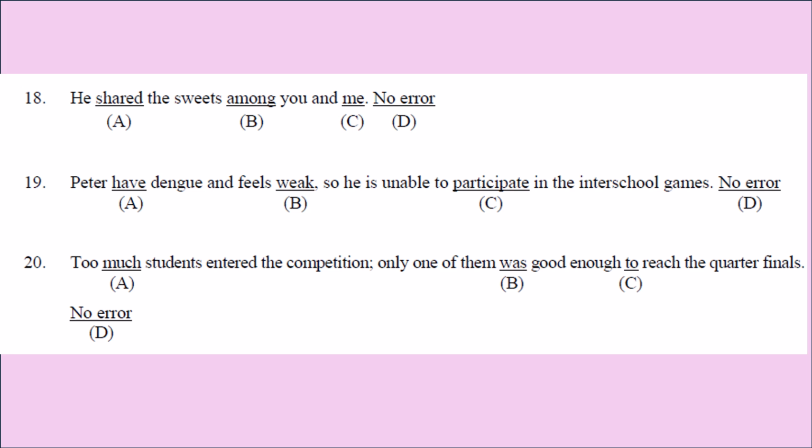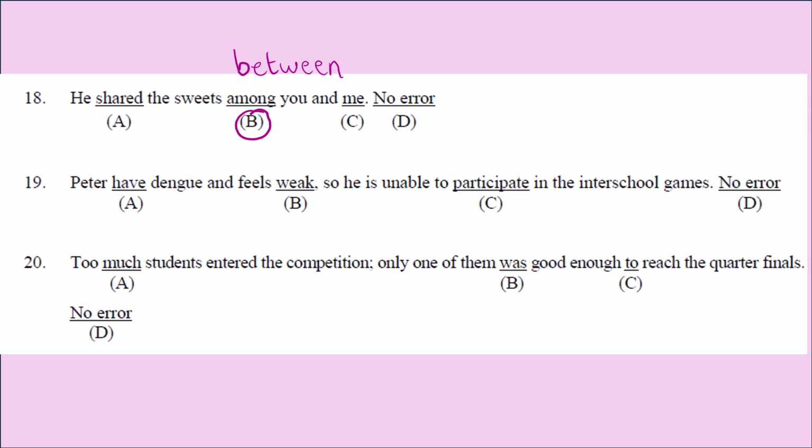Number 18. He shared the sweets among you and me. The error is at B. What we needed to have said is he shared the sweets between you and me. We use among only if we're referring to more than 2 items or more than 2 people.